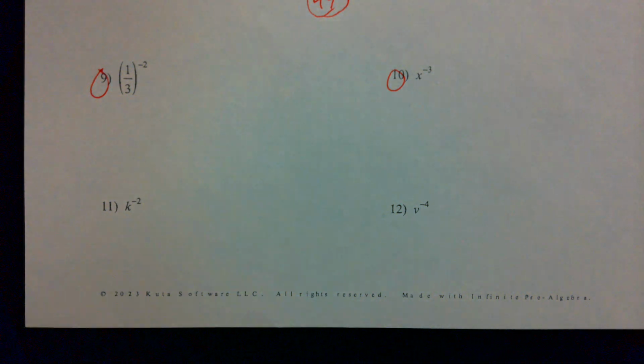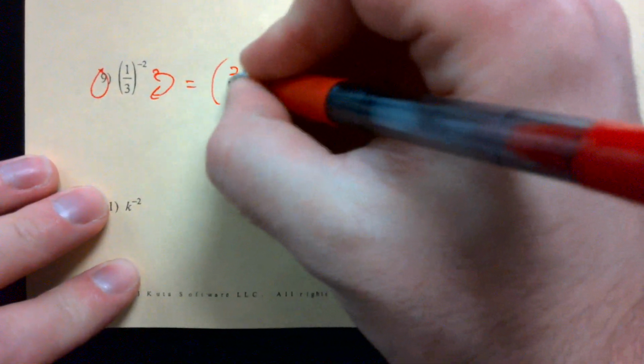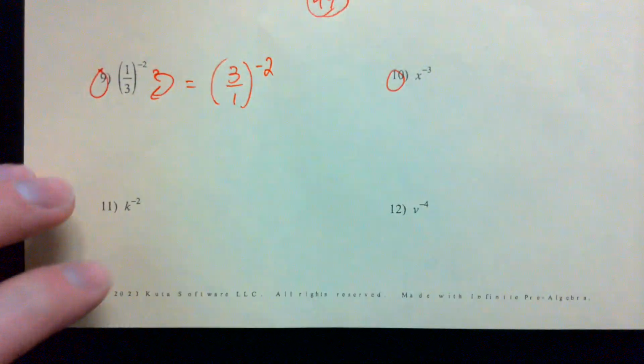What's our base here? 1/3. Fraction. Thank you, 1/3. We have a fraction as a base, so we can skip step 1 and just flip this around. 3 over 1 to the negative 2.